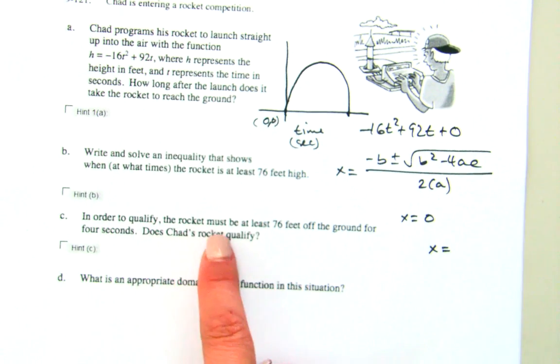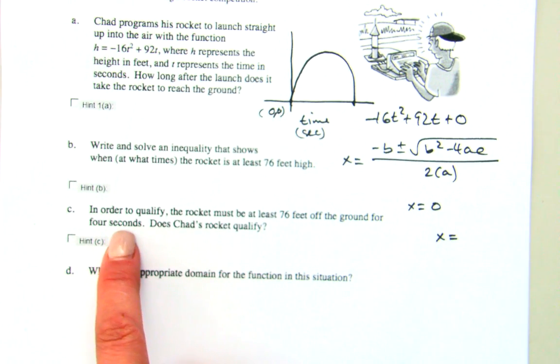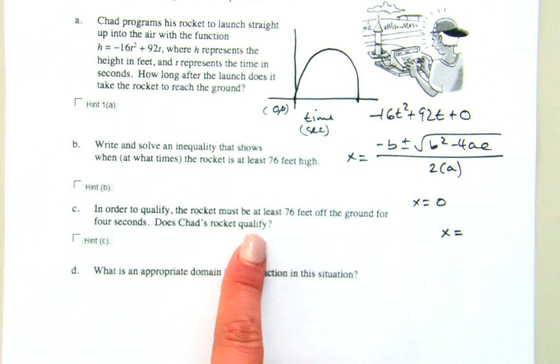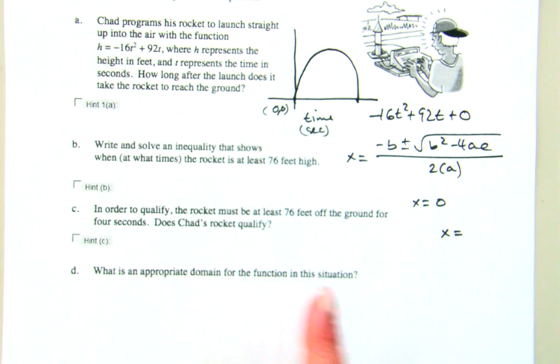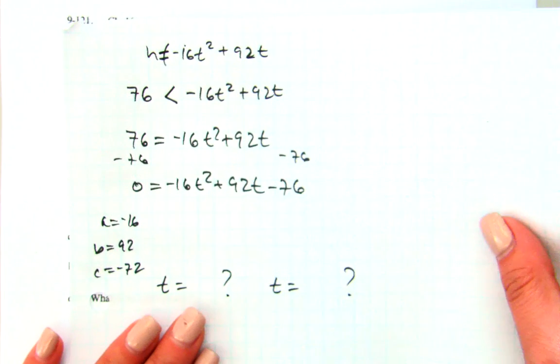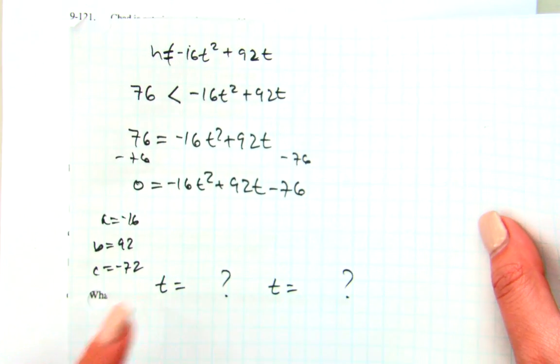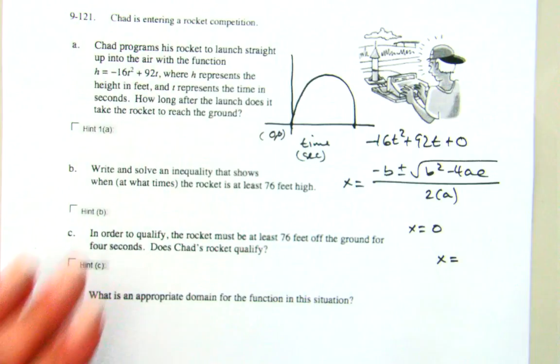in order to qualify, the rocket must be at least 76 feet off the ground for 4 seconds. Does Chad's rocket qualify? And what is the appropriate domain for the function in this situation? Hopefully you understand how to do that, because you're going to get an inequality on the test. I guarantee it. So please make sure you finish the rest of it and get the times.